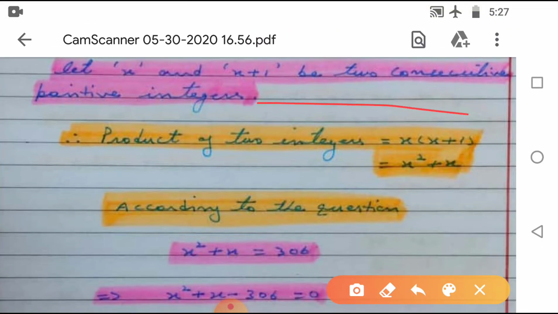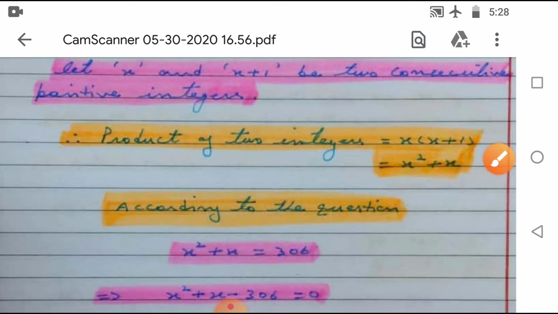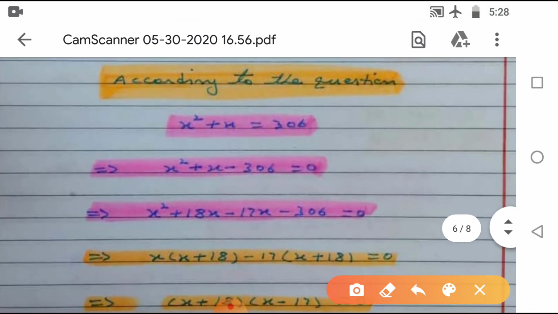So, the product of integers here is x into x plus 1, that is x square plus x. Okay? And according to the question, the product is given as 306. So, we write x square plus x is equal to 306, and now this x square plus x minus 306 is equal to 0, and when you factorize this, we divide this x into two parts, that is 18x and minus 17x, right.